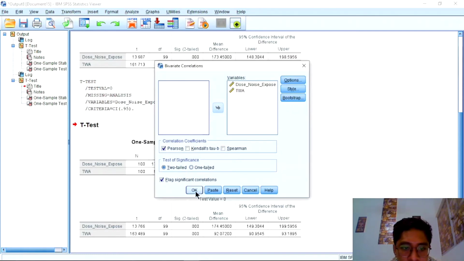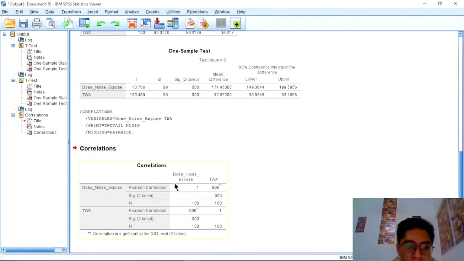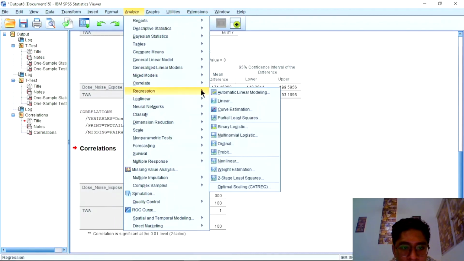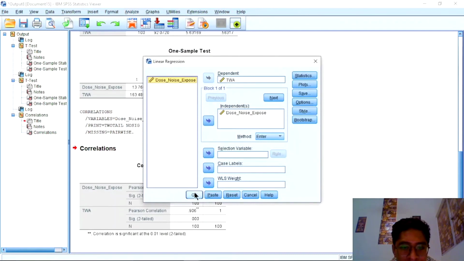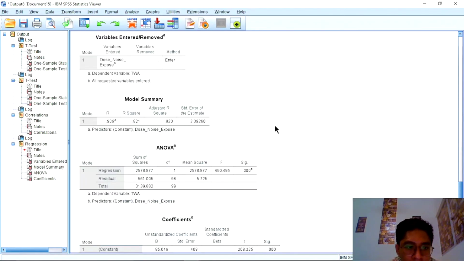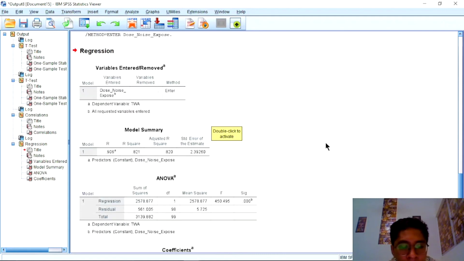Okay, next I'm going to show how to find the Pearson correlation. Okay, this is the Pearson correlation. For noise exposed it is 1 and for TWA it is 0.906. And finally, I'm going to show the linear expression for the linear correlation. Okay, we can see here the R square is equal to 0.821 from the SPSS.